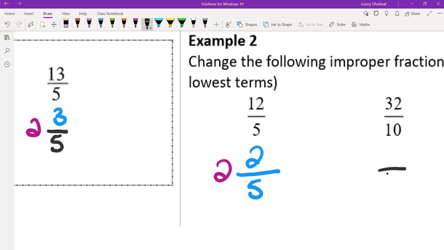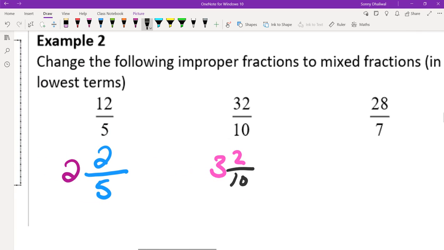Okay, next one. The 10 stays the same. How many times does 10 go into 32? Oh, 3 times. Thank you, Mason. 3 times. Okay, now Mason, what's left over? So 10 goes into 32 3 times to make 30, and we have 2 left over to get to 32. There we go.